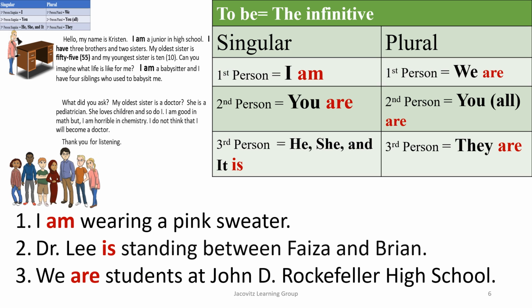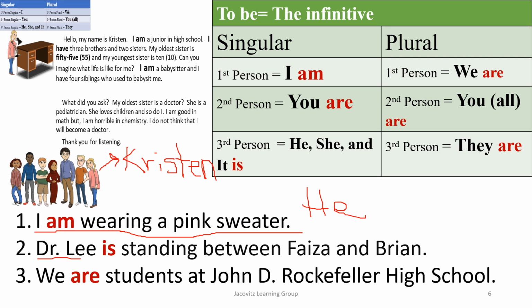Let's go over to B. You see how you have I am? So if you wanted to make a statement, you'd say, I am wearing a pink sweater. Well, that's talking about Kristen. So if Kristen was talking about herself, she would say, I am wearing a pink sweater. Okay, Dr. Lee, again, we went over that from the other page. So you can say his name, or you can also say he is, to substitute, he is standing.